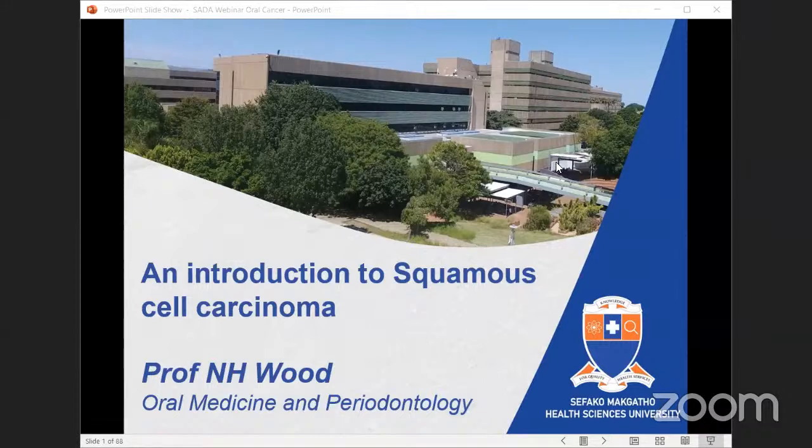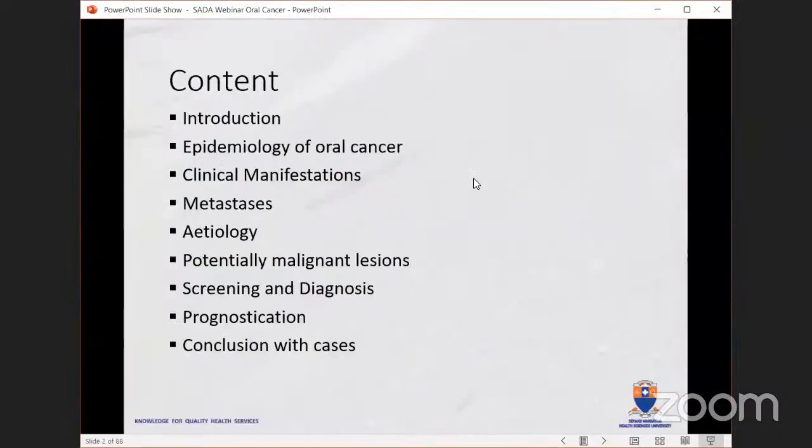Great. So we will be looking at an introduction to squamous cell carcinoma. And while doing that, I would like us to focus on a few points. We will discuss the epidemiology of oral cancer, clinical manifestations, metastases. We will touch on the etiology. I will give some information on potentially malignant lesions, and we will look at screening and diagnosis as well as prognostication. And there will be a small conclusion with some cases that we will show.